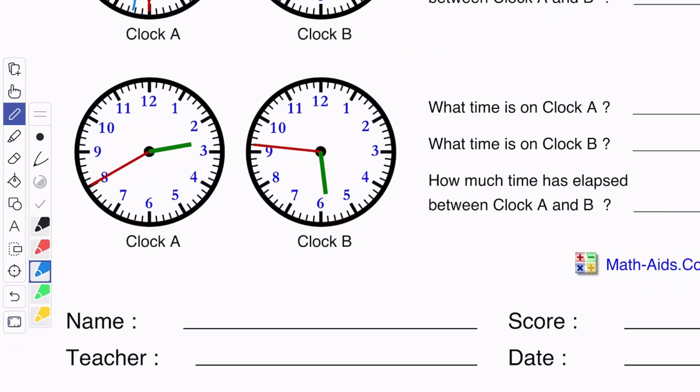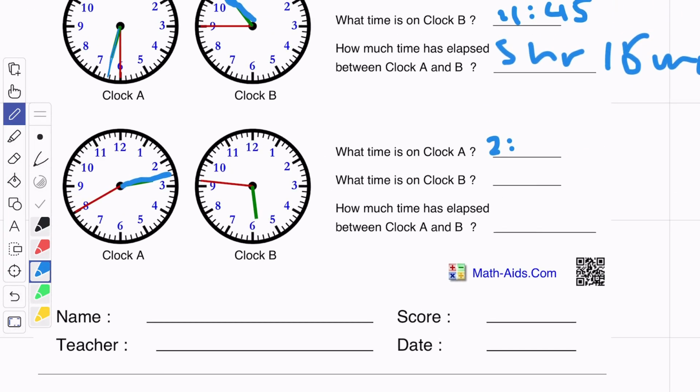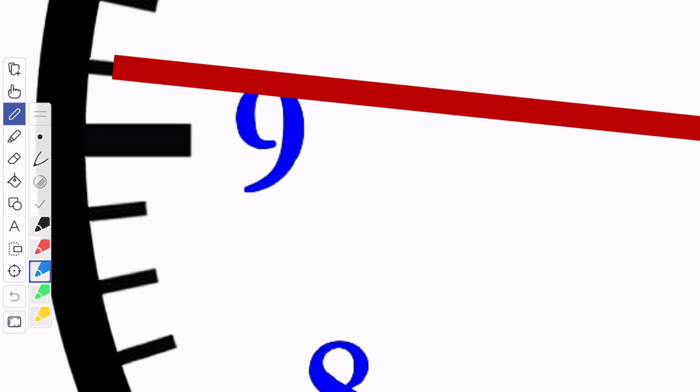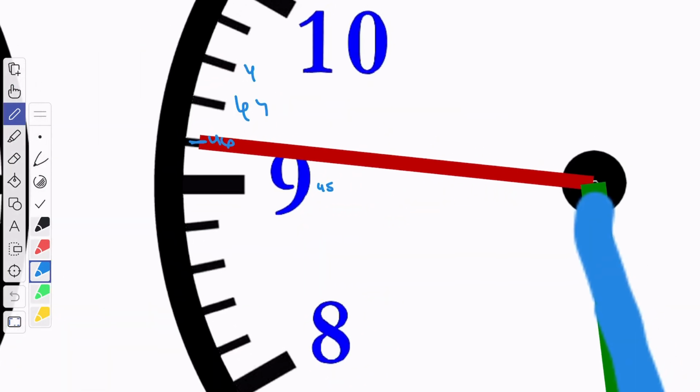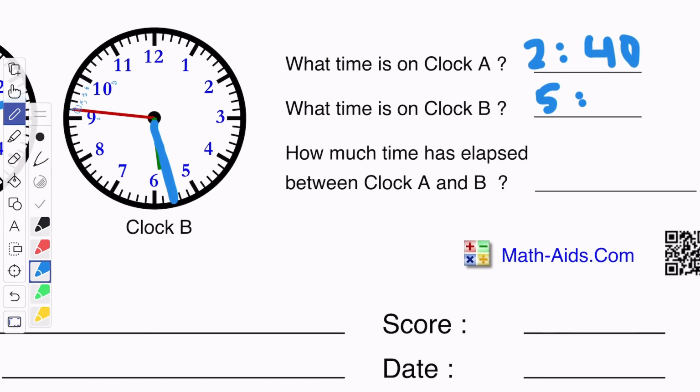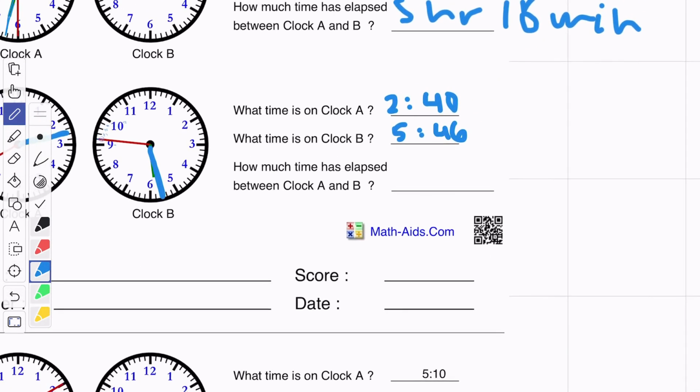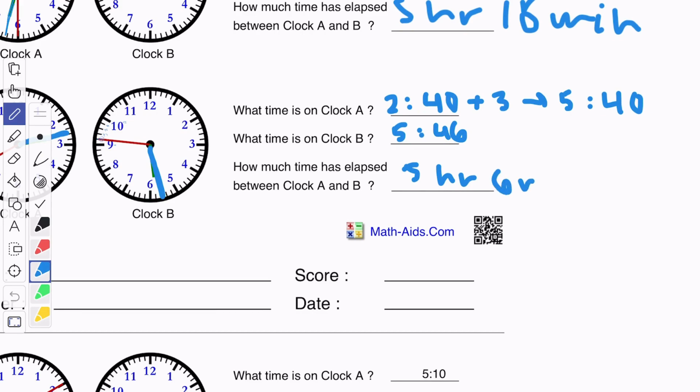For clock A, our hour is at the 2, so it's 2, and then our minute is at 8. 8 times 5 is 40, so we're at 2:40. Our hour is at the 5, and our minute is at this part right here. So 9 is 45, this one's 46, this one's 47, this one's 48, this one's 49, and then this one over here is 50. So we're at the 46. So it's 5:46. So we're going to add 3 hours to make it 5:40. But we need 6 minutes as well, so we're going to add 5 hours and 6 minutes.